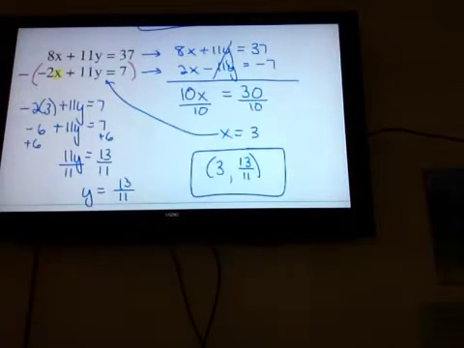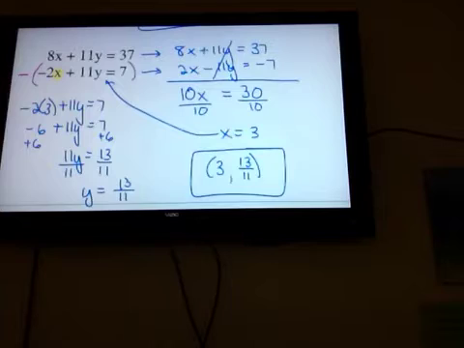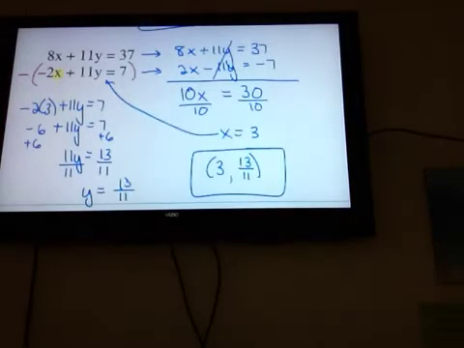Just like graphing and substitution, all of these answers are checkable. If I go to my calculator and do 8 times 3 plus 11 times 13/11, enter, I should get 37. And then negative 2 times 3 plus 11 times 13/11, enter, and I get 7, then I know I'm right. Every single answer is checkable before you turn something in. Every one of them.